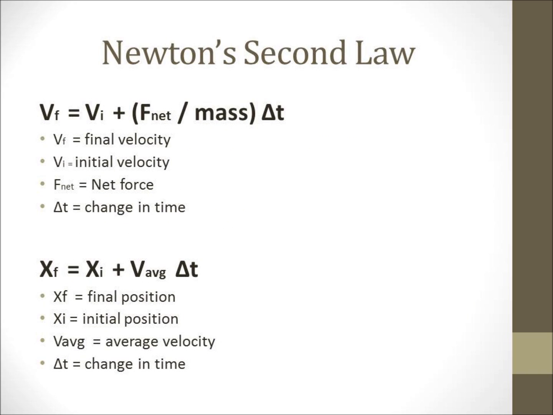v final is equal to v initial plus F net over mass times delta t, to see how the forces acting on the system led to a change in final velocity from initial velocity. We also used final position is equal to initial position plus average velocity times delta t to find the value for final position.